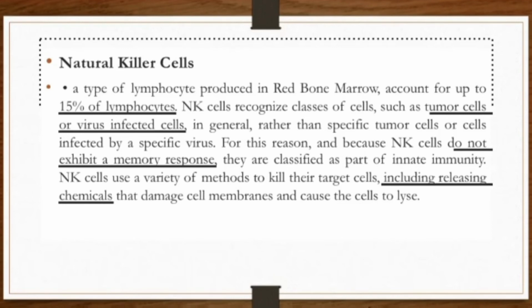Natural killer cells, a type of lymphocyte produced in red bone marrow, account for up to 15% of lymphocytes. NK cells recognize classes of cells such as tumor cells or virus-infected cells in general, rather than specific tumor cells or cells infected by a specific virus. For this reason, and because NK cells do not exhibit a memory response, they are classified as part of innate immunity. NK cells use a variety of methods to kill their target cells, including releasing chemicals that damage cells' membranes and cause the cells to lyse.